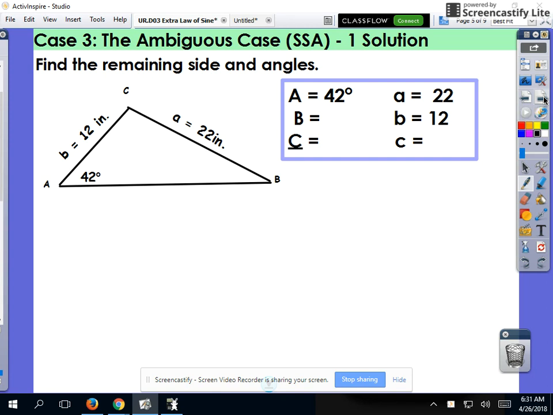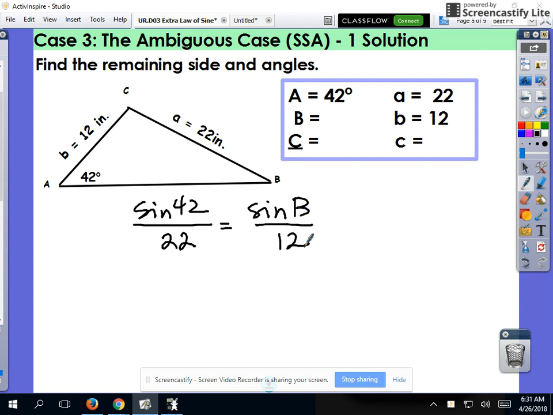All right. So you're given an acute angle. You're also given that the opposite side is larger than the adjacent side, which means that we're going to just have one solution and we're going to need to solve. So we're going to use law of sines. So the first setup I'm going to do is write sine of 42 over 22 is equal to sine of b over 12. All right, pause the video, solve for b, and then use that to help you solve for c, angle c, and then side c.